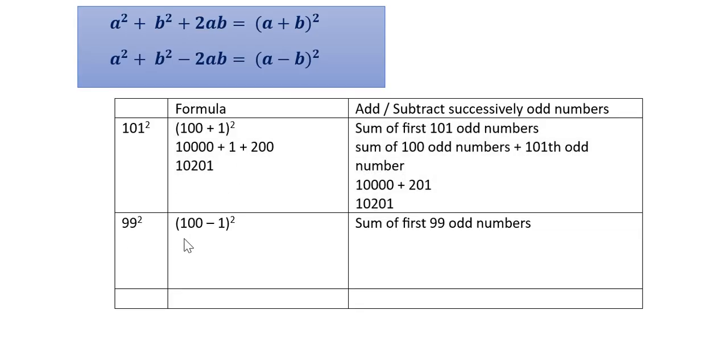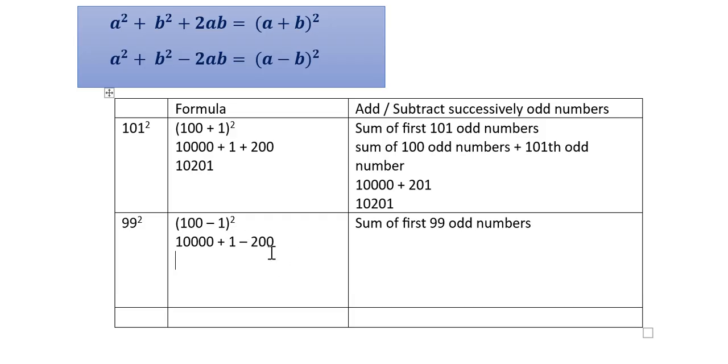Okay, let's take the example of 99 square. Here it is (100 minus 1) whole square, which is a minus b whole square. If we use the formula, (a minus b) whole square is a square plus b square minus 2 into a into b, and 2 into 100 into 1 is 200. If we solve this, we get 9801.